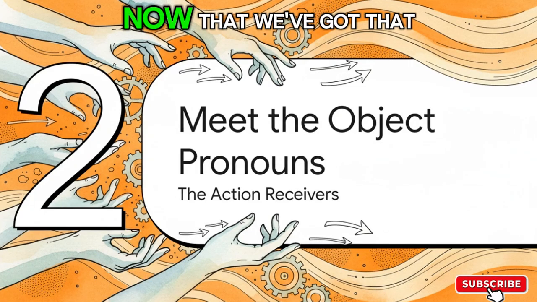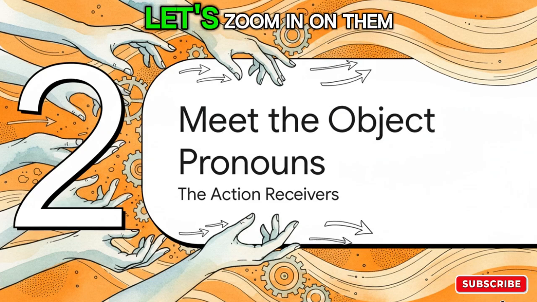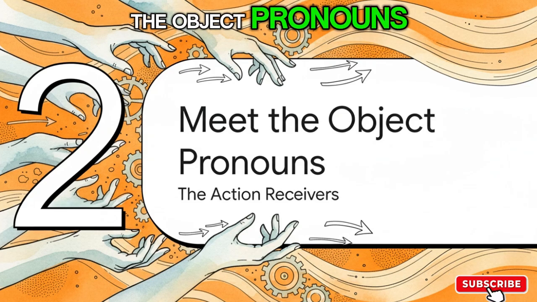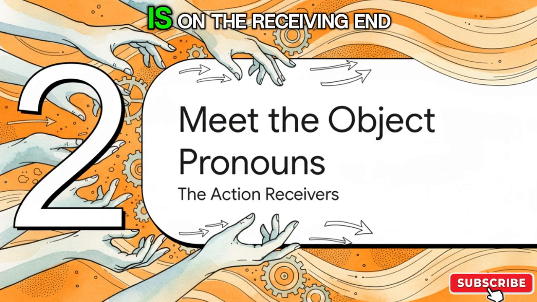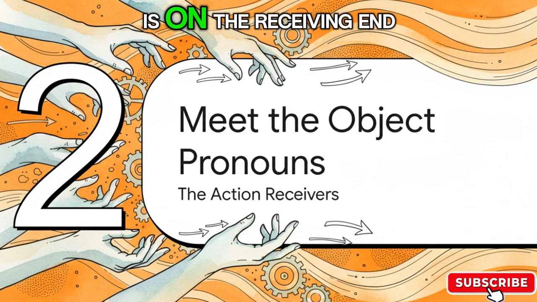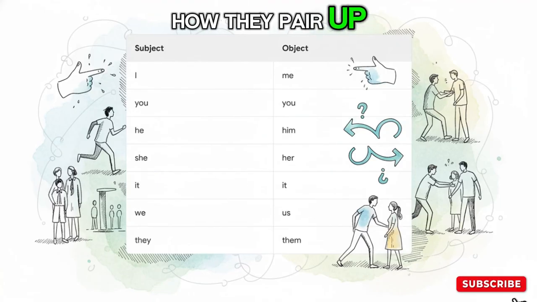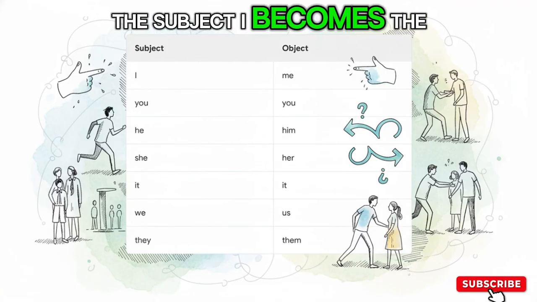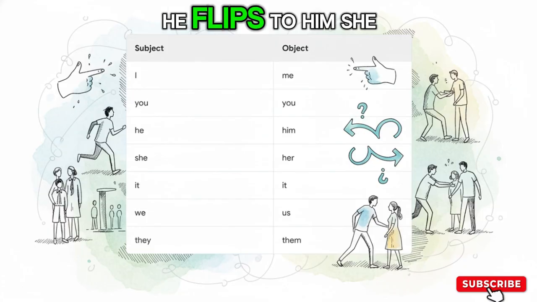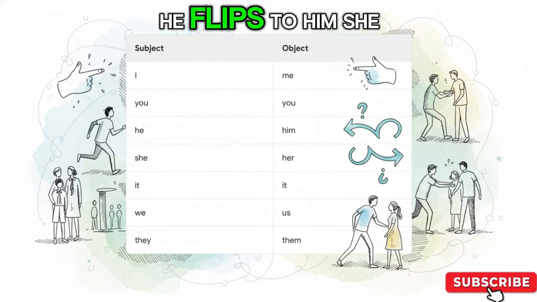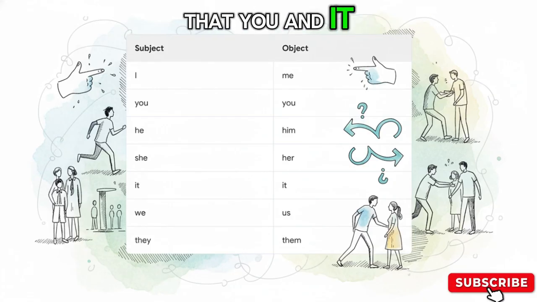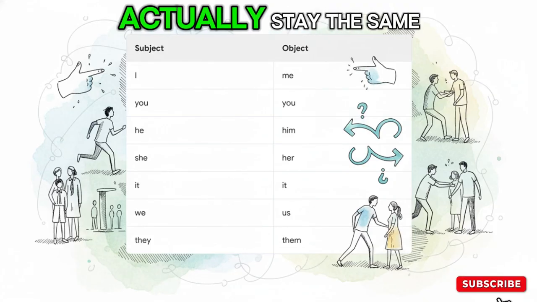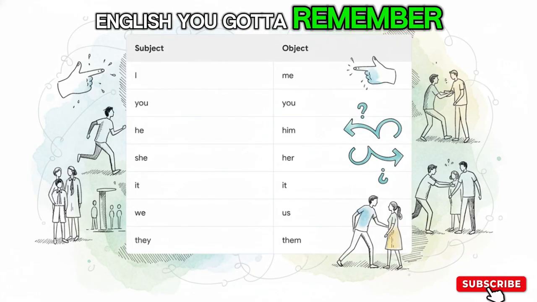All right, now that we've got that whole receiver idea down, let's zoom in on them. It's time to officially meet the object pronouns. These are the words we use when someone or something is on the receiving end of an action. And here you can see how they pair up. The subject I becomes the object me. He flips to him, she to her, and we becomes us. It's also worth pointing out that you and it actually stay the same. Just a little quirk of English you got to remember.